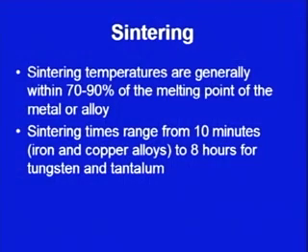Sintering temperatures are generally within 70 to 90% of the melting point of the metal or alloy. Already in the previous slide we have discussed that it is never equal to or more than the melting point of the metal, it is always 70 to 90% of the melting point. So, the sintering temperature will always be less than the melting point of the metal.